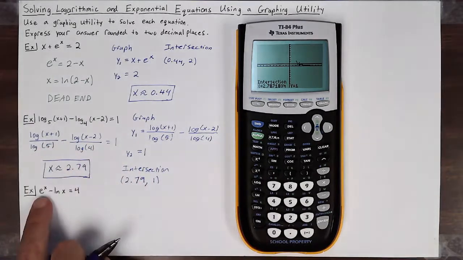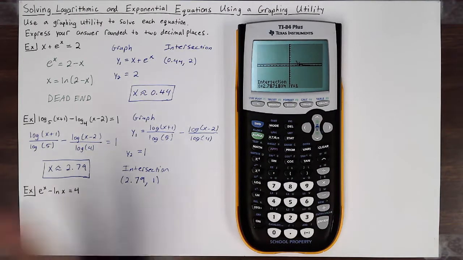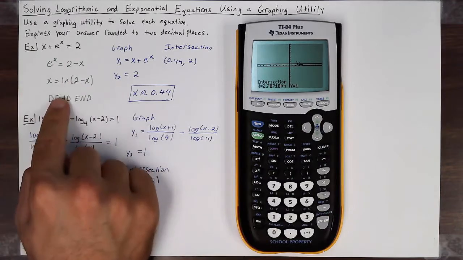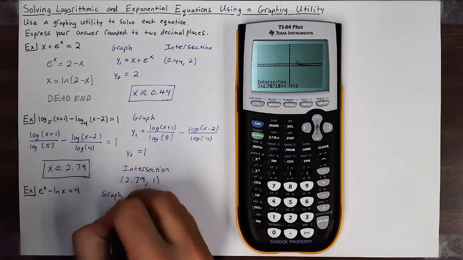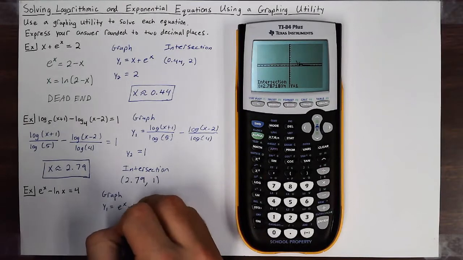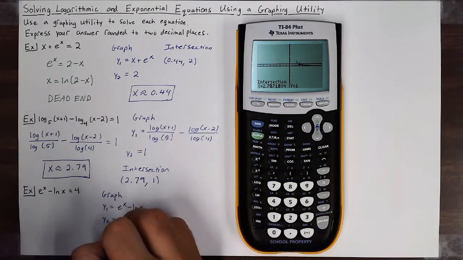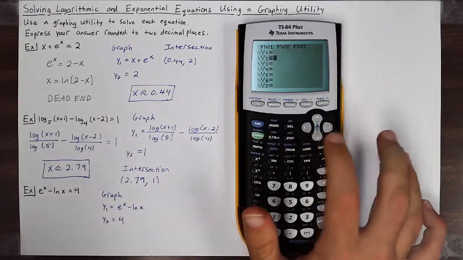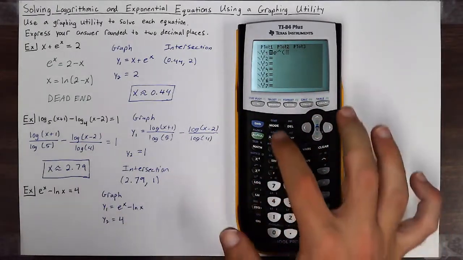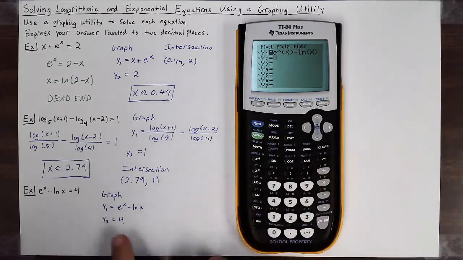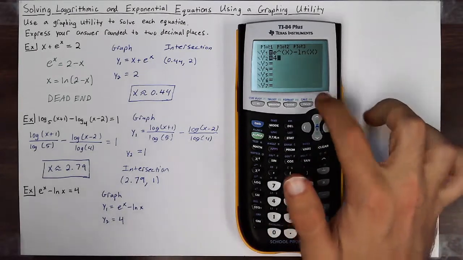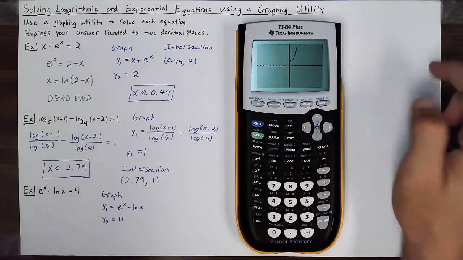Now, sometimes you might have an exponential and a log within the same problem, and then you'll definitely need to use a calculator again, because swapping between the two, trying to solve it, will be a dead end. You'll kind of loop back and forth and you won't get anywhere. So I'm going to graph. My y1 will be e to the x minus natural log of x, and my y2 will be 4. So go to y equals, clear them out, and we have e to the x minus natural log of x, and then 4, graph. There's my e to the x function.